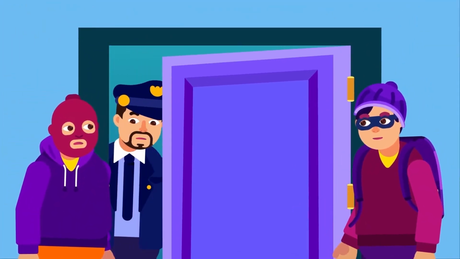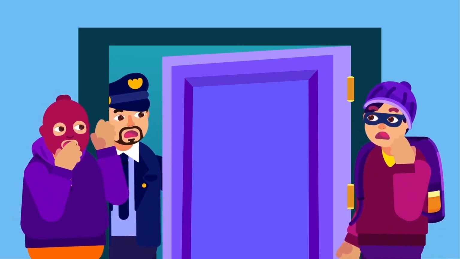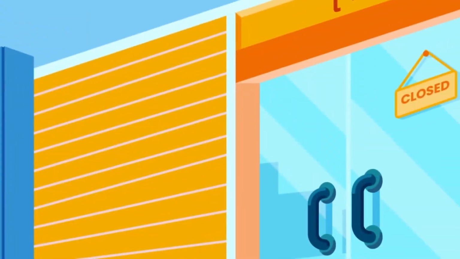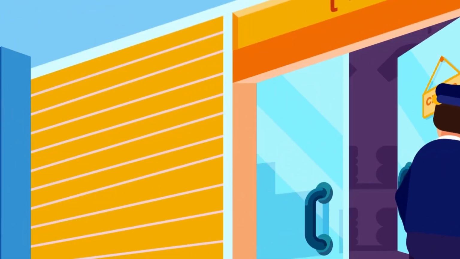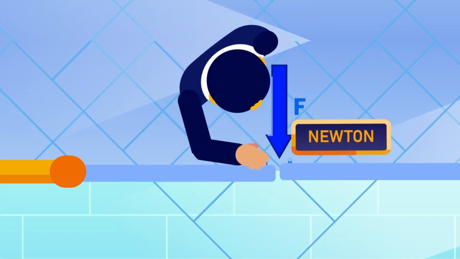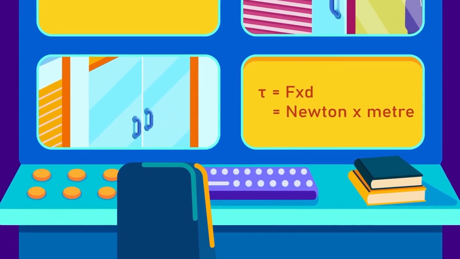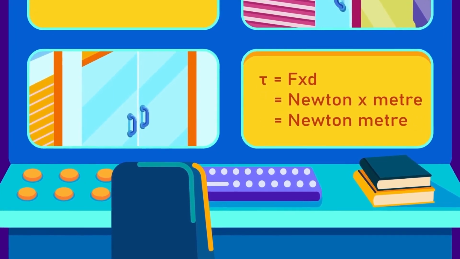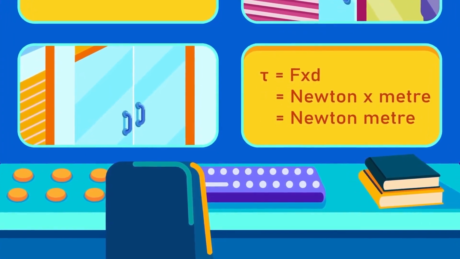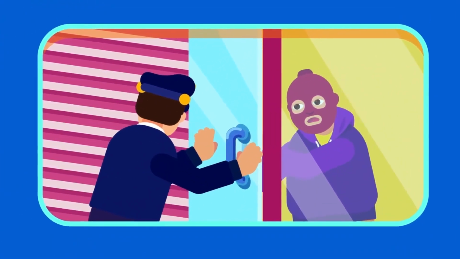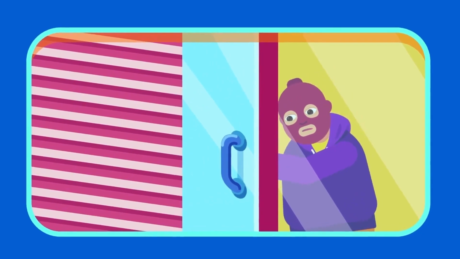These are the magnitude of the pull, or the applied force, and the perpendicular distance of the pull from the hinge. In symbols, torque, also known as moment of force, equals F times D, where F equals force measured in Newton, and D equals perpendicular distance from hinge, measured in meter. This makes the SI unit of torque Newton meter, as both units are multiplied, also written as Nm. Torque is a vector quantity that depends on both magnitude and direction.